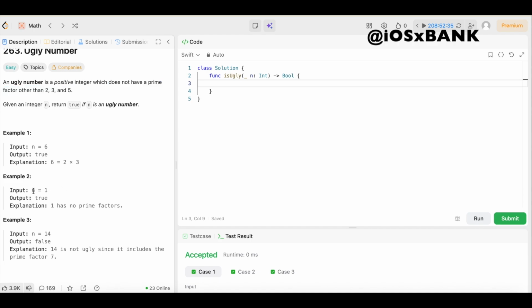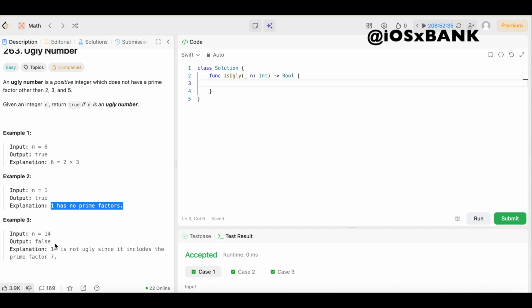In example 2, our input n equals 1, our output equals true. The explanation says 1 has no prime factors. So since 1 has no prime factors, that counts. Now let's take a look at example 3.